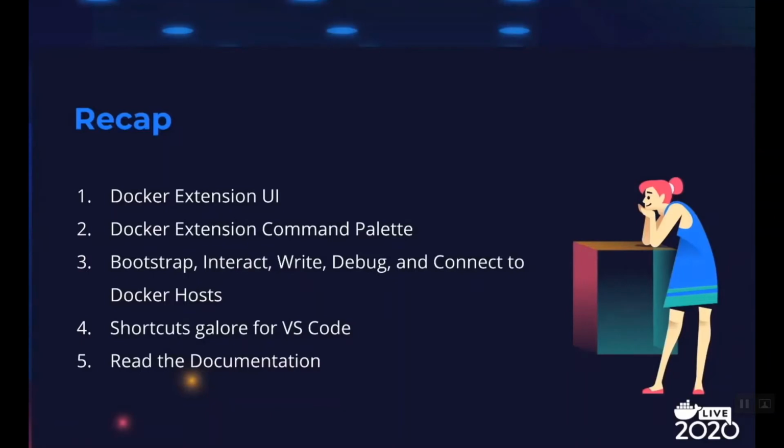The next thing we learned was the Docker extension command palette. With the command palette, we can actually interface with the Docker extension through Visual Studio Code, which allows us to do a little bit more. For example, adding files to the Docker. And next, we went through the different demos of bootstrapping a vanilla application, so no Dockerfile, no Compose file. We interacted with it. We wrote some Docker Compose files. We debugged, and we connected to multiple hosts using Docker Context.